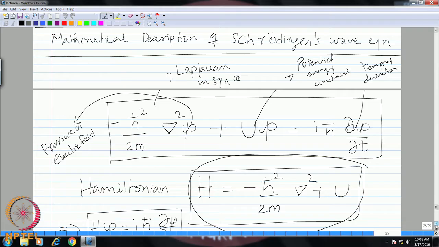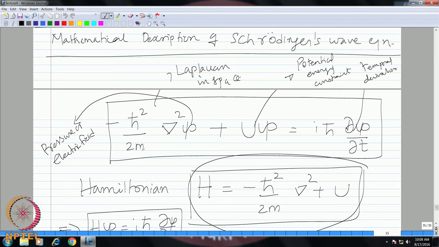Good morning. So, today we will continue our discussion with respect to the Schrodinger's equation. The Schrodinger's equation mathematically has 3 terms. The first term on the left hand side is nothing but the Laplacian term in space, the spatial derivative, and this particular equation describes the wave function, and this wave function can be anything.